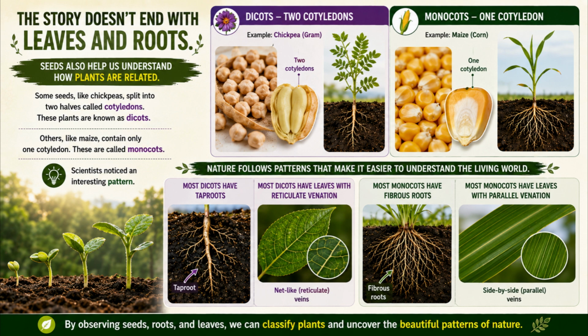Scientists noticed an interesting pattern. Most dicots have taproots and leaves with reticulate venation. Most monocots have fibrous roots and leaves with parallel venation. Nature often follows patterns that make it easier to understand the living world.